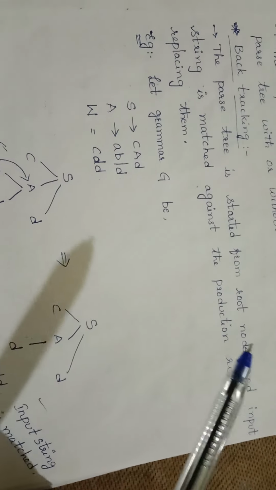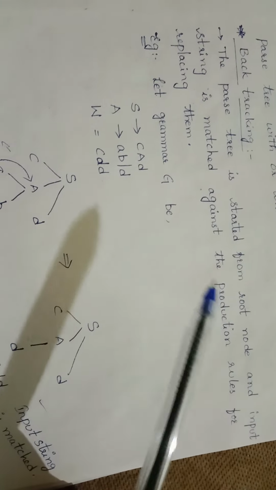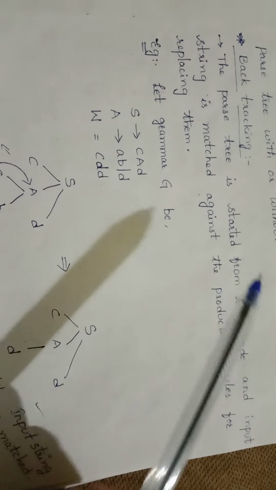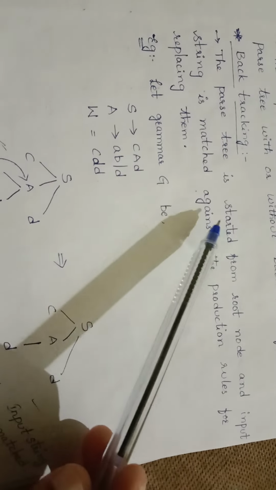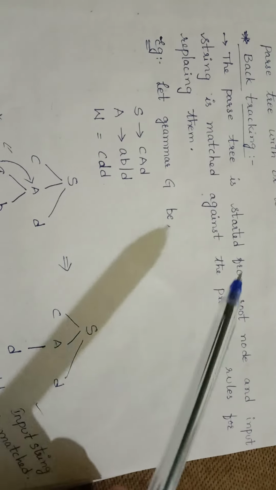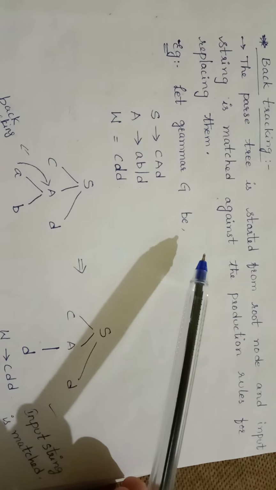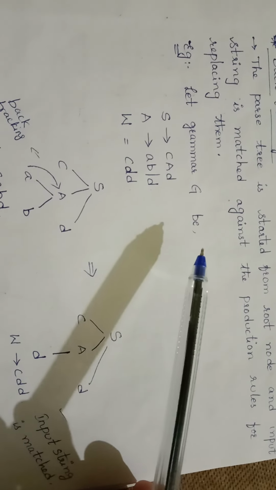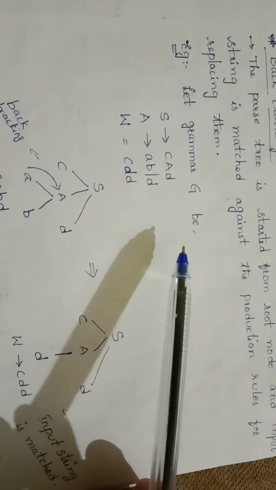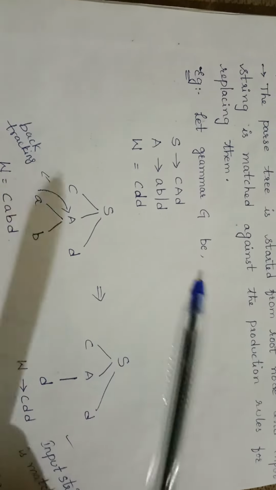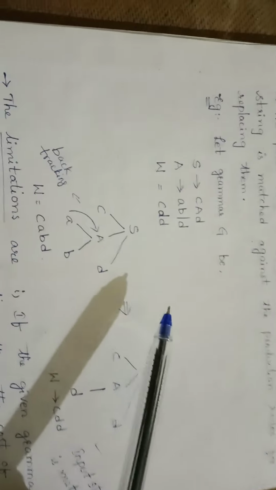Backtracking. The next one is backtracking, the problem which is associated with the top-down parser. So backtracking is nothing but the parse tree is started from the root node and the input string is matched against the production rules for replacing them. For a given grammar we have different productions. If the production doesn't match, we'll go back with the correct production rule in order to get the given input string. So that is called as backtracking. With the example, you will understand clearly.